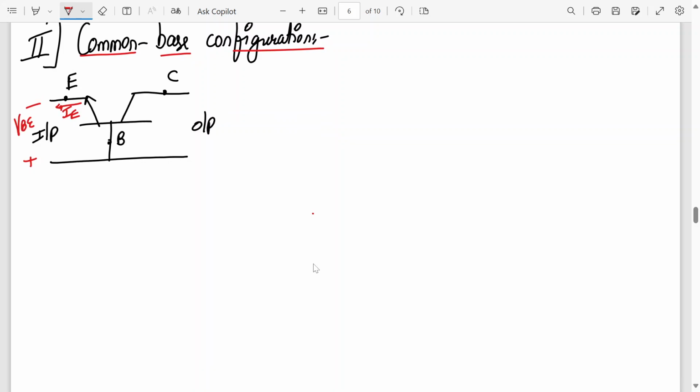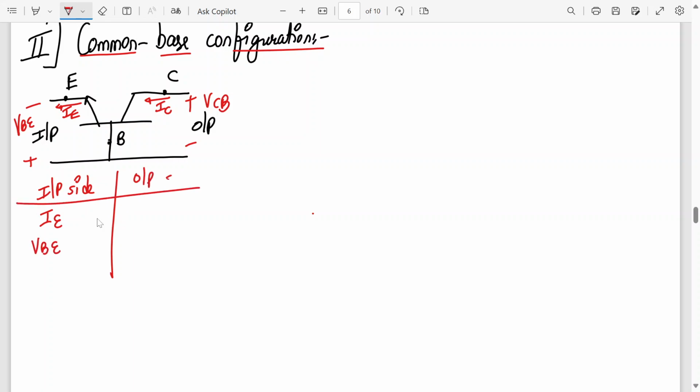Then we have the output. For the output we may have VBC or VCB, and there will be an output current. So here at the input side, what do we have? Let us write it down. At the input side we have input current IE and input voltage VBE, and at the output side we have output current IC and output voltage VCB.